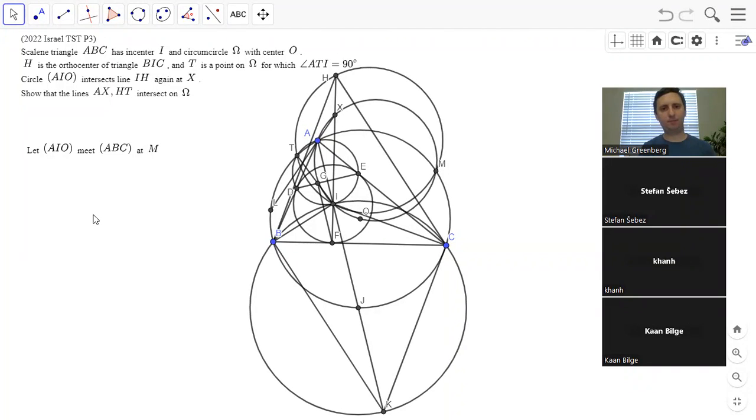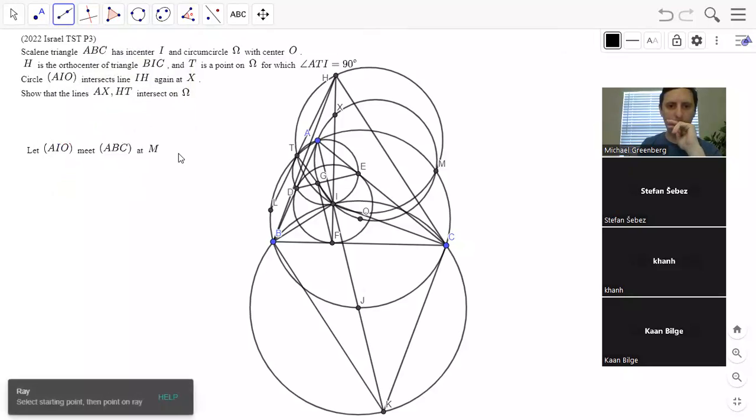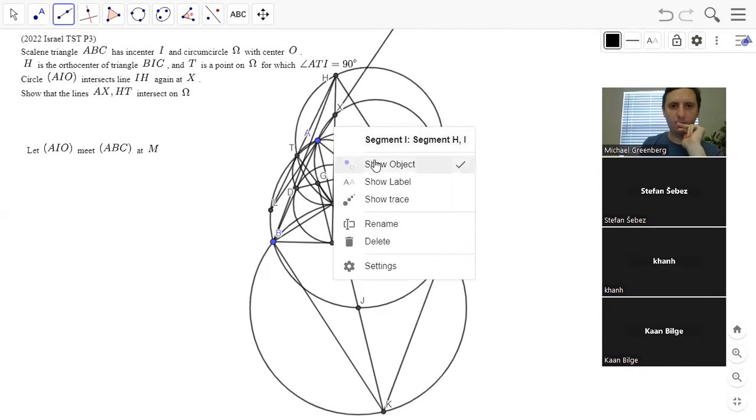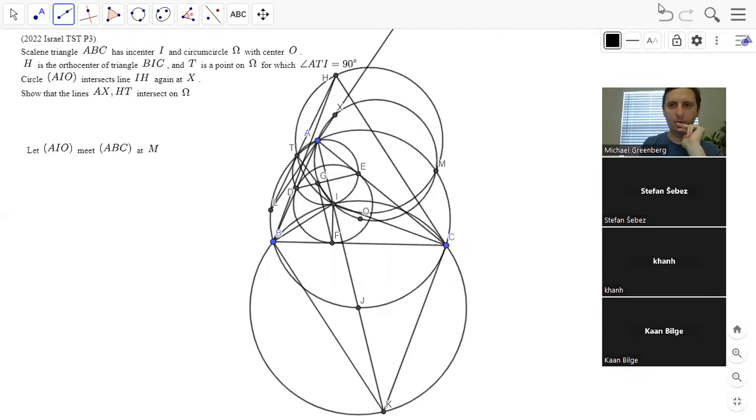I think we should let L be the intersection of HT and ABC and circle omega. Then we let LA meet HI at X. Then we're going to prove that it is cyclic. So call that X prime.